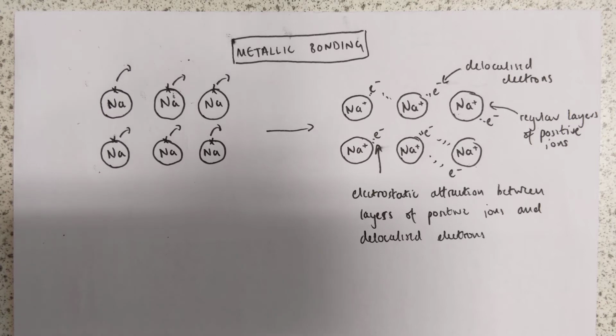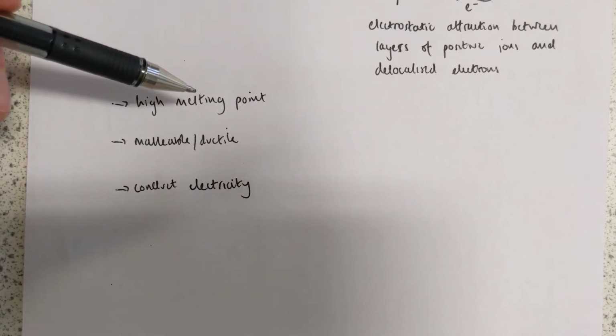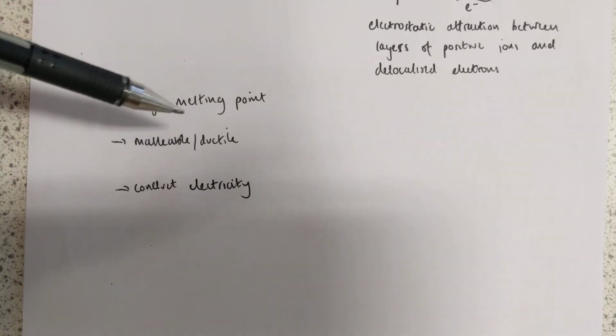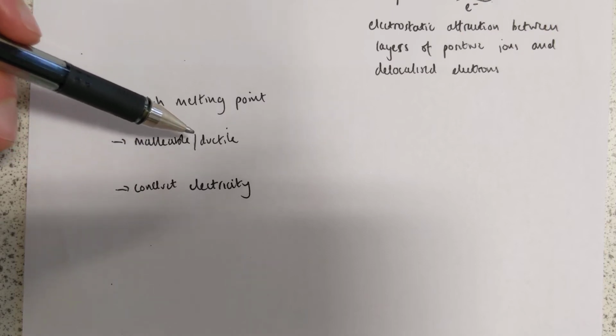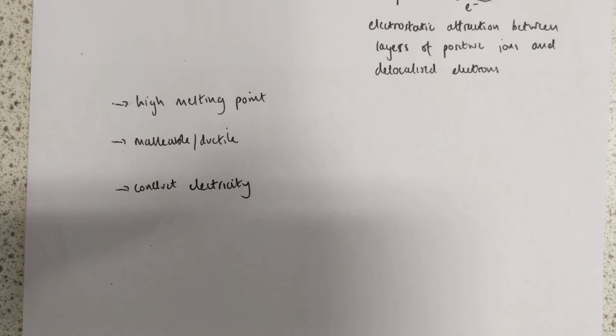So the last thing to look at is just some properties of this metallic structure. So we've got three properties we need to know and be able to explain. First thing is they've got high melting points and boiling points, so it takes a high temperature for them to melt. They're malleable and ductile, which are words you might recall. Malleable means you can hammer it into a shape, and ductile means being stretched into a wire. And the last thing is they're able to conduct electricity very well.